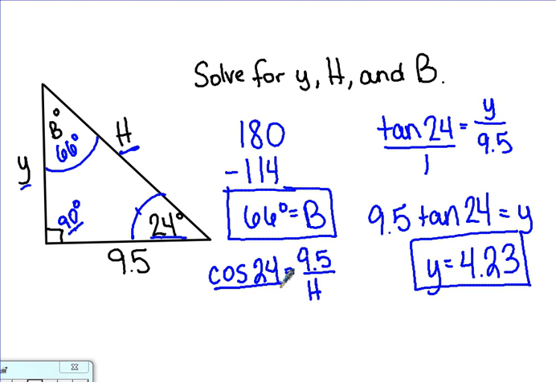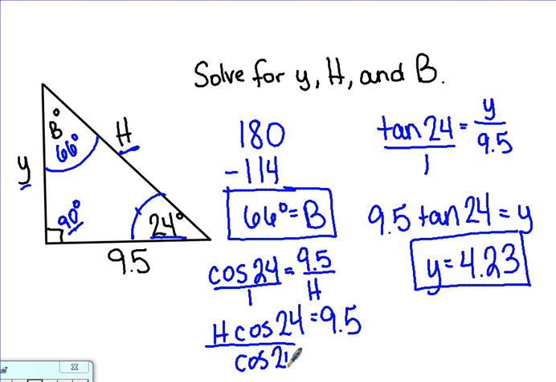Again, we're going to solve this like a proportion, so we're going to cross multiply. H times the cosine of 24 is going to be equal to 9.5. And just like we would in solving for a variable, we're going to divide by the cosine of 24 on both sides to solve for h. If you were to type in your calculator 9.5 divided by cosine of 24, you should get that h is equal to 10.4.